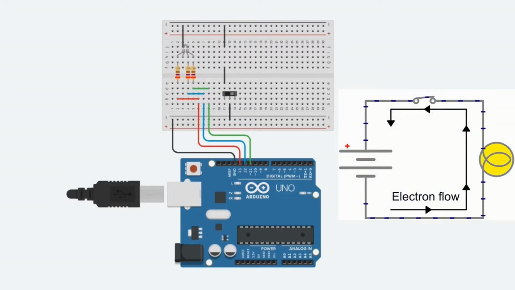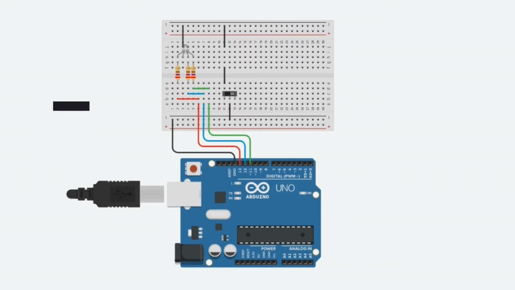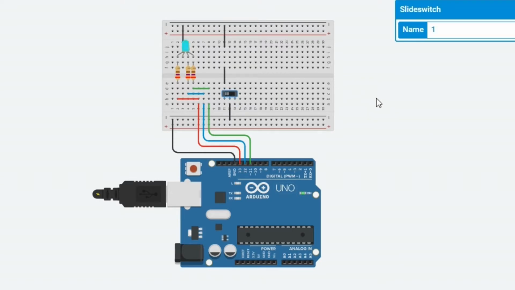Lesson 3 consists of an RGB LED, 3 270 ohm resistors, and a switch, and this is a series circuit. The ground pin of the Arduino connects to the switch, which is connected to the cathode of the RGB LED. The 3 anode pins of the RGB LED are connected to the digital pins of the Arduino, which are pins 11, 12, and 13.